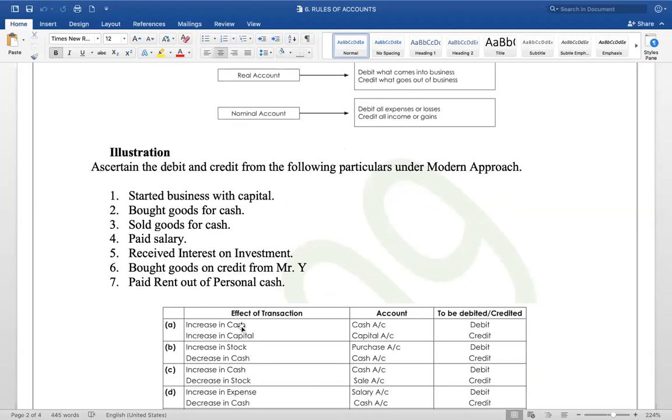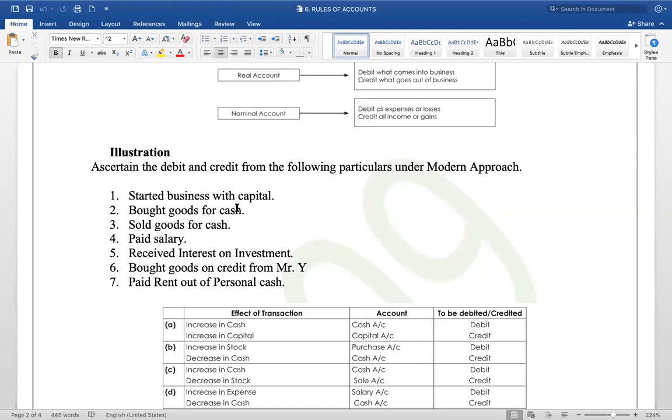Now you're providing capital. When your capital is introduced into the business, cash is increasing. So therefore, cash account debit to capital account. Next, bought goods for cash.